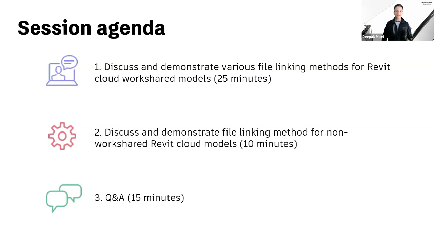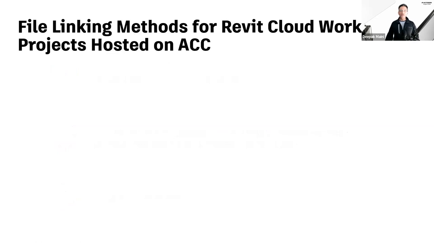All right, so with this, let's get started. When we talk about the file linking methods for Revit Cloud Workshared projects, we are talking about projects where we have got design collaboration enabled. So we are talking about projects that are hosted on Autodesk Construction Cloud, or in this case, it could be BIM 360 as well. These methods would behave exactly the same.